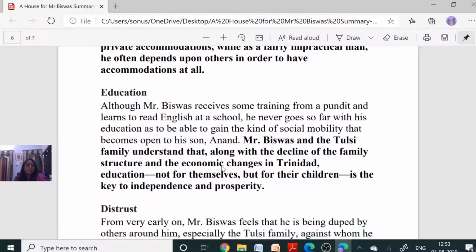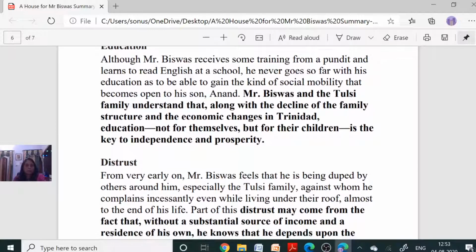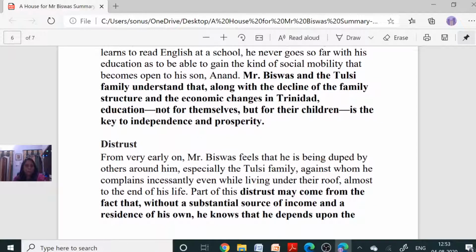Then there is education. Mr. Biswas and the Tulsi family understand that, along with the decline of the family structure and the economic changes in Trinidad, education, not for themselves but for their children, is a key to independence and prosperity. They know how important education is to be independent and to prosper. You have the example of his son Anand, who gets a scholarship in England, and who is the portrait of V.S. Naipaul himself, and he goes to England for education, for independence and future prosperity.